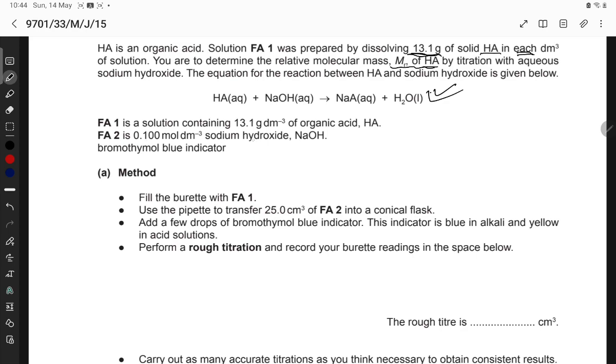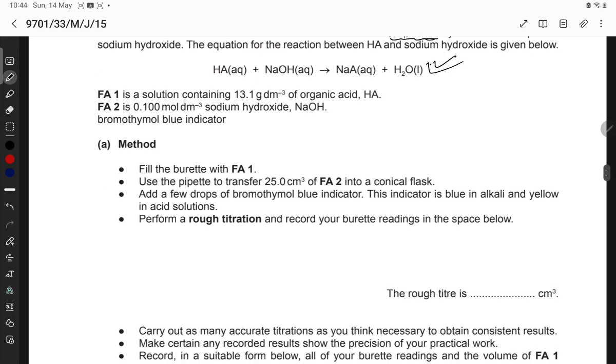Fa1 is a solution containing 13.1 gram per dm cube of organic acid HA. Fa2 is 0.100 mole per dm cube sodium hydroxide. Bromothymol blue indicator is used in this titration, and the method is: before filling the burette you must clean the burette with distilled water as well as with Fa1 solution. Fill the burette with Fa1. Use the pipette. The pipette should be cleaned before transferring the liquid from the beaker to the conical flask.